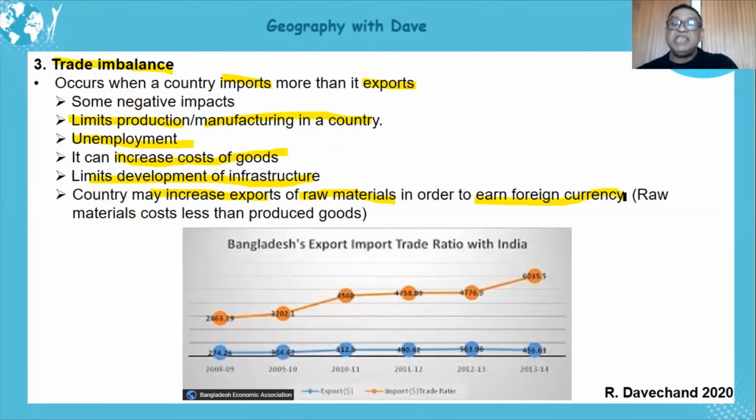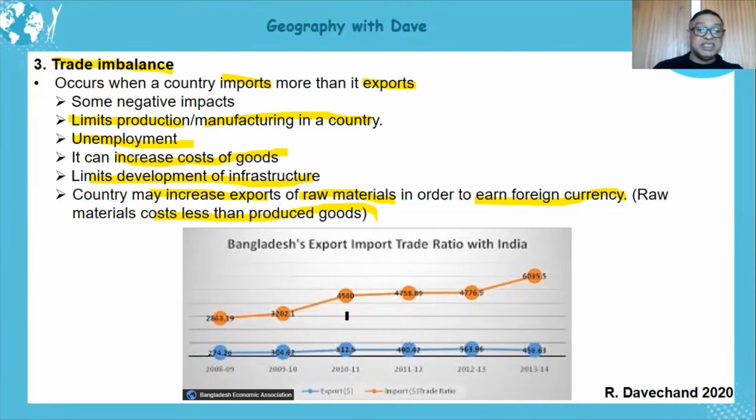And you know, it's better to produce a good from the raw material and sell it. Like if you take iron ore, make it into iron steel, use it to make cars, you sell the cars at much more expensive prices. But if you just sell iron ore, it's very, very cheap. You understand? So the material costs less than produced goods. Okay, that is scary.